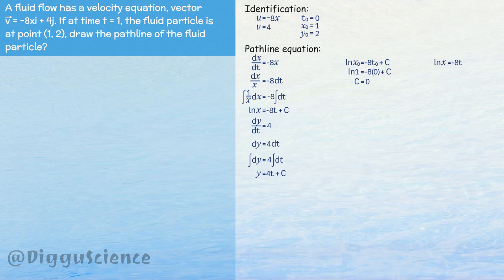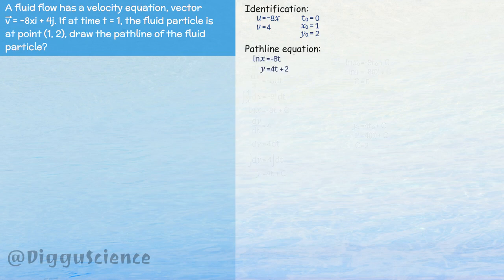To get the value of c, we can use the boundary values. y0 equals 4t plus c. 2 equals 4 times 0 plus c. c equals 2. So the position of the ordinate is y equals 4t plus 2. These are the coordinates of the particle: ln x equals -8t, and y equals 4t plus 2.